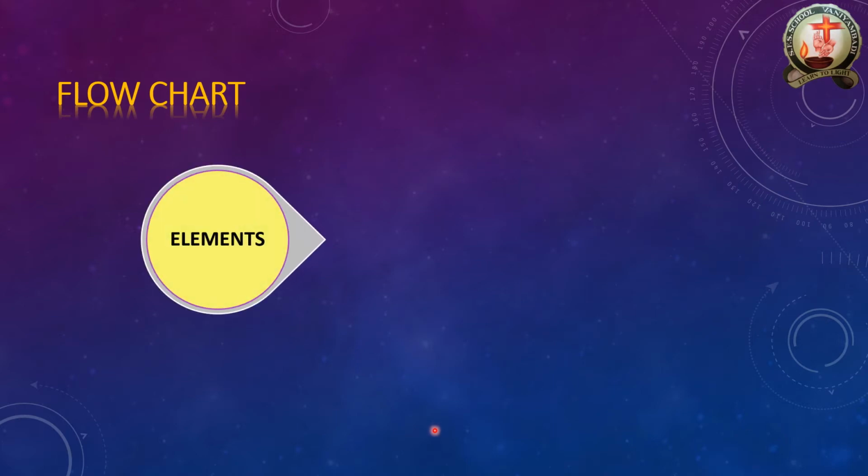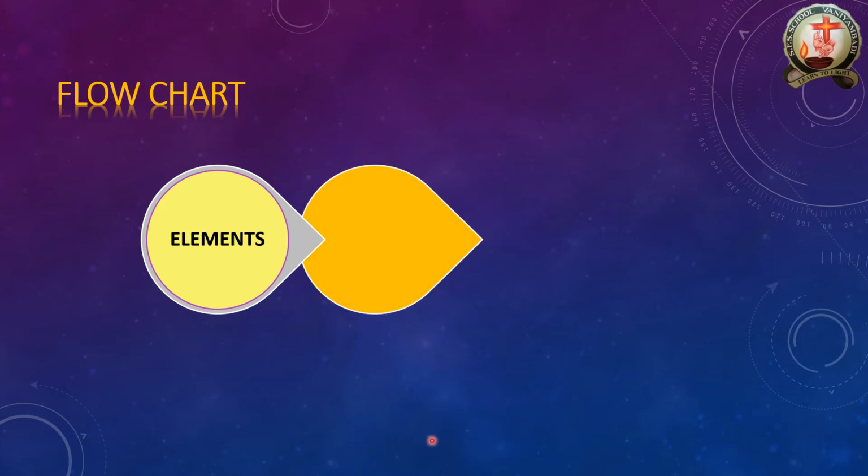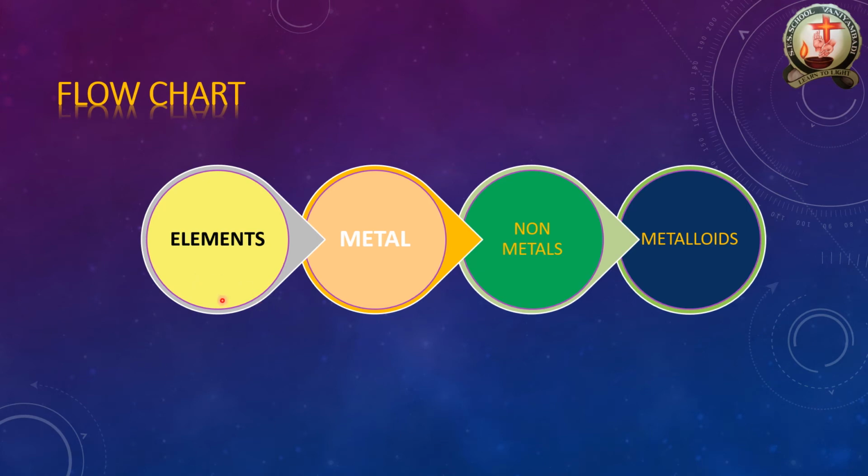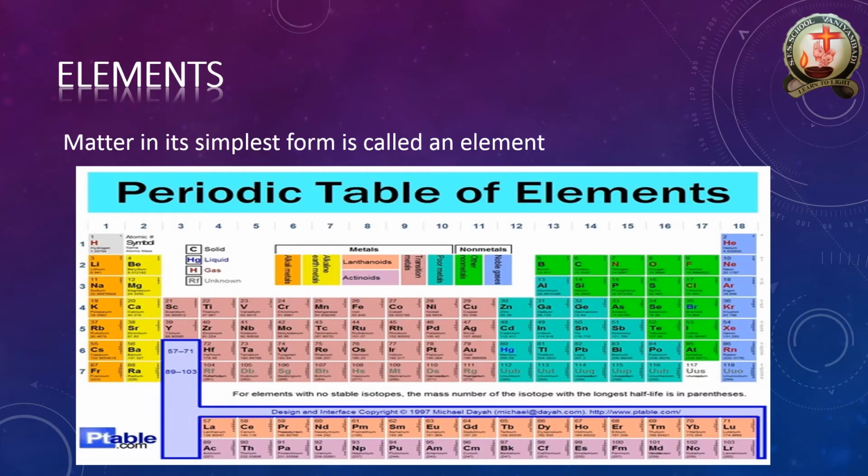First, an element or atom is a very small part, and it comes under metals, non-metals and metalloids. The element or atom is classified into three major categories. The first one is metal, then non-metal and metalloids. Matter in its simplest form is called an element. The simplest form means a very small particle. All of this comes under matter.